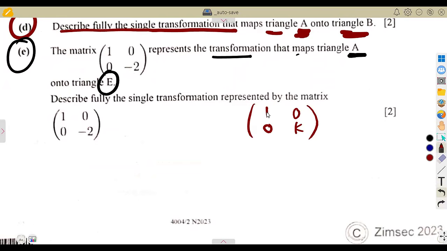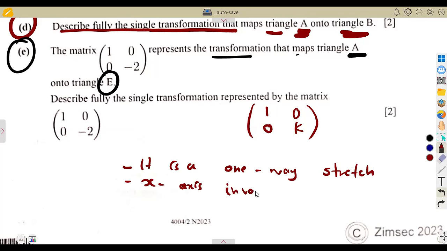This is from a one-way stretch, x-axis invariant, stretch factor K. That's a one-way stretch. The x-axis is not moving, so that is x-axis invariant. And what is the stretch factor? We are already given the stretch factor. From this format, our stretch factor is -2, which is K. So the stretch factor is -2.